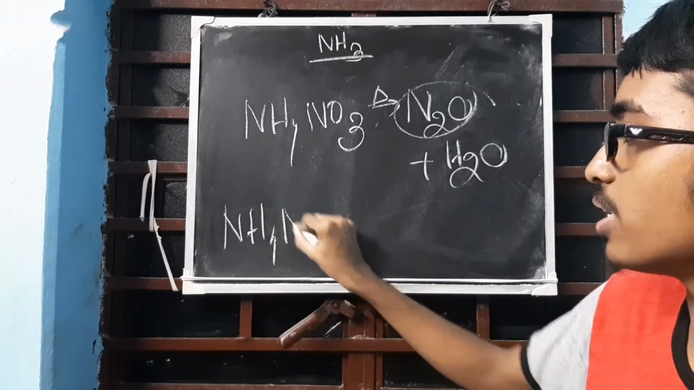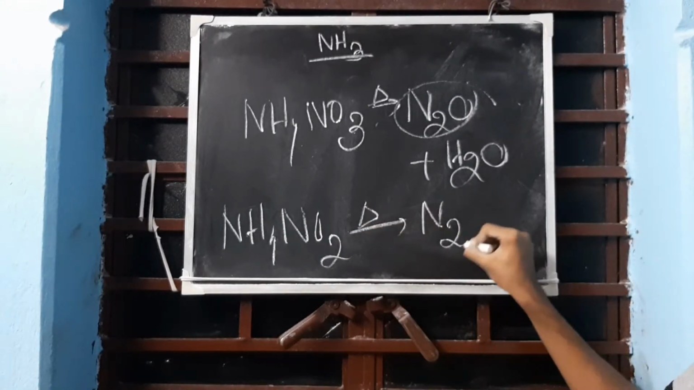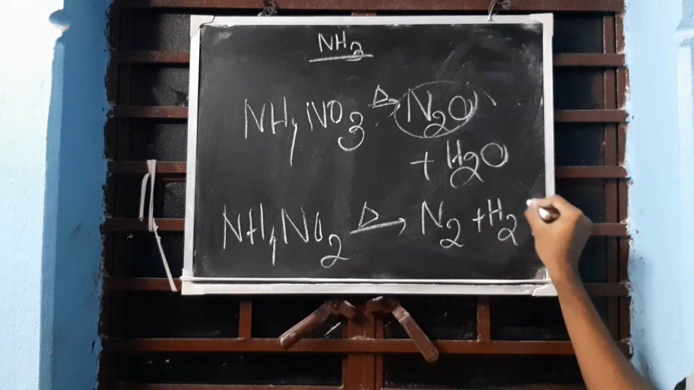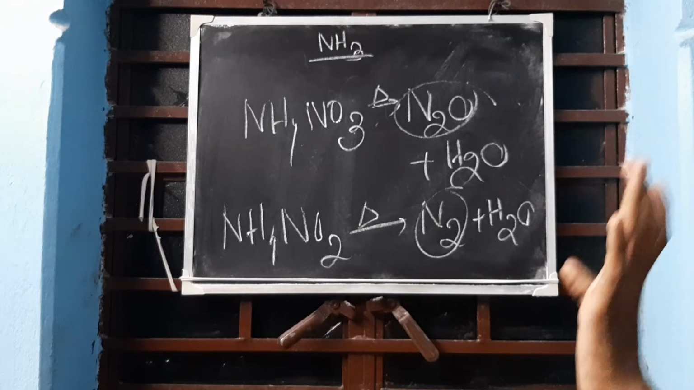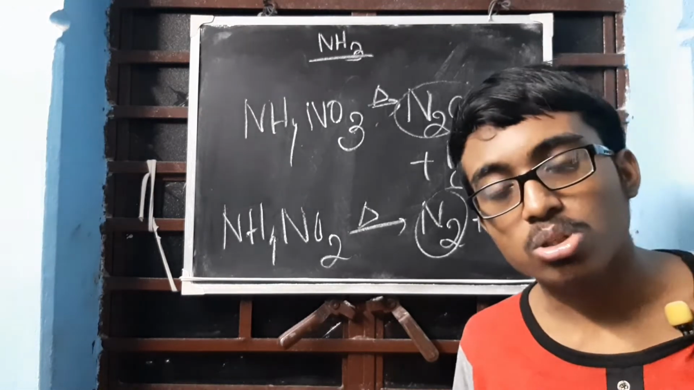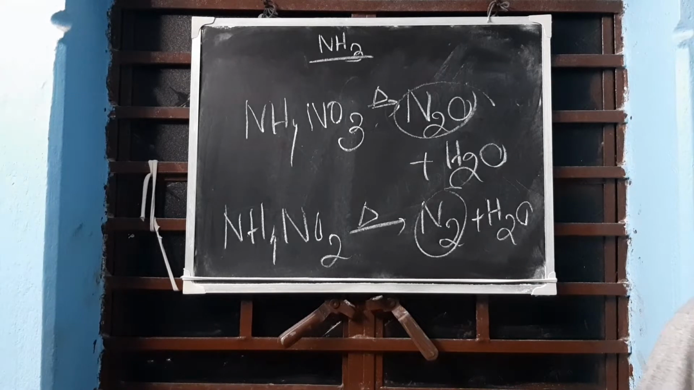Ammonium nitrite, that is NH4NO2. If you heat this also, you will get N2 plus H2O. Do we want that? No. Do we want this? No. What do we want? We want ammonia, that we are not getting. So both of these cannot be used. Clear? Okay, next. We can get ammonia from certain metal nitrides.